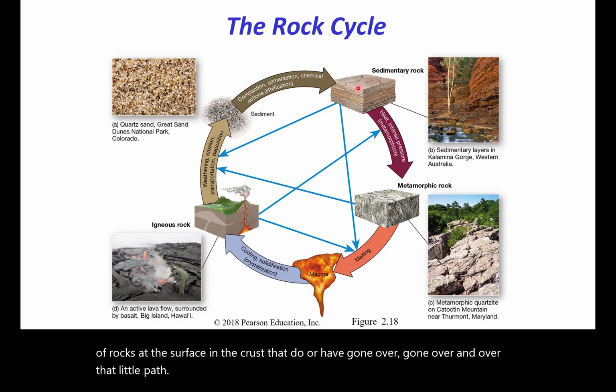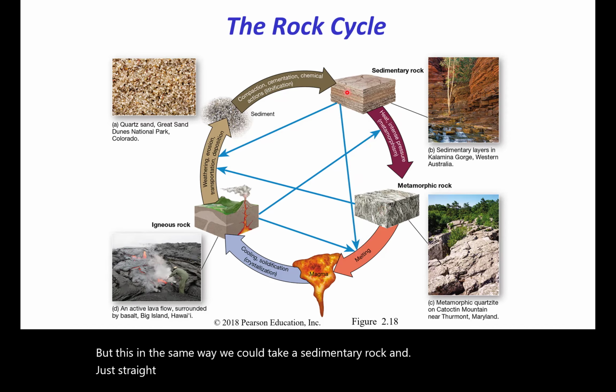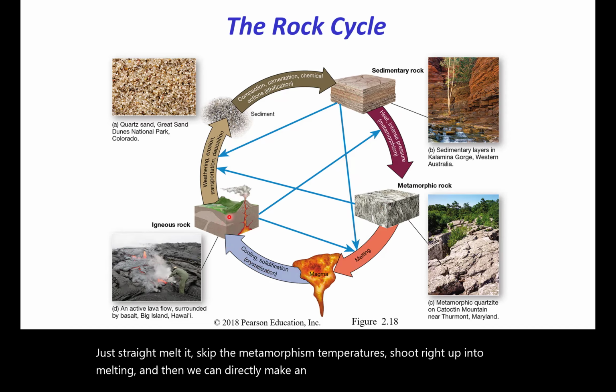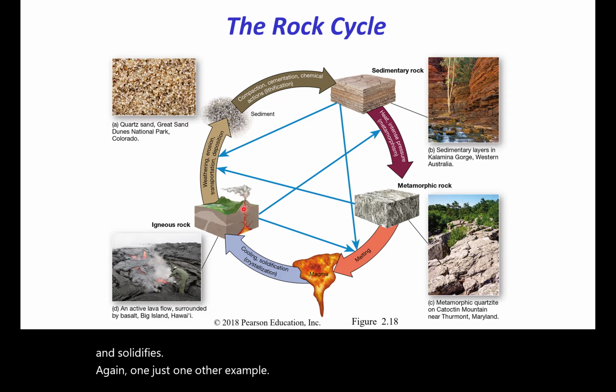In the same way, we could take a sedimentary rock and just straight melt it, skip the metamorphism. Temperatures shoot right up into melting, and then we can directly make an igneous rock once that melt cools down and solidifies. Again, one other example. Igneous rocks can be metamorphosed. So if we take these lavas or the magmas that cool, we can heat them up a little bit, but not melt them again. So then they become metamorphic.